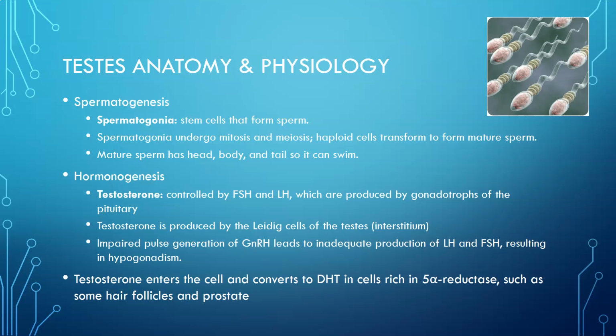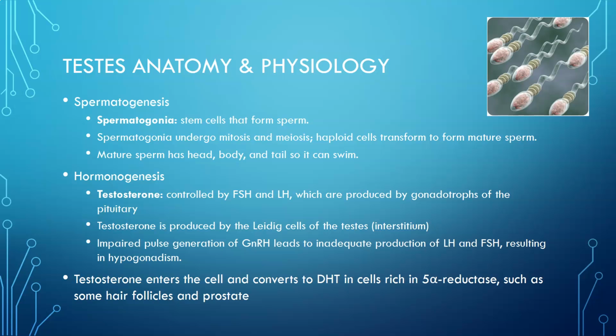So a little bit about the hormones. Testosterone is the main male hormone. It is controlled by FSH and LH, that's follicle stimulating hormone and luteinizing hormone. These hormones are named from what they do in the female, but they're the same hormones in the male. These are produced by the gonadotropes of the pituitary. And so when these are released, testosterone is produced by the Leydig cells of the testes. Luteinizing hormone is actually the one that drives most of the production of testosterone.